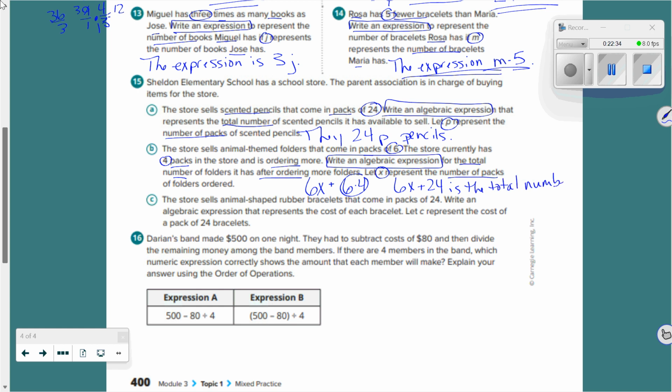So I had a student talking back on it. So your total number of folders is going to be that 6x plus 24.